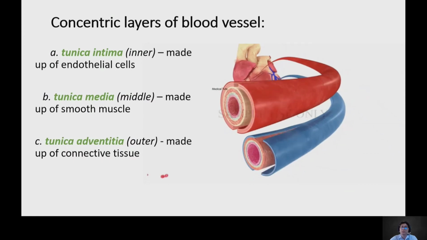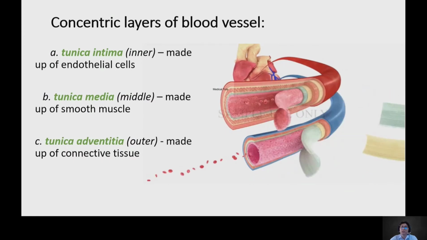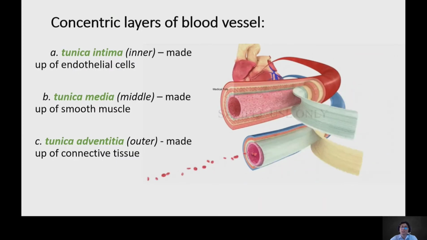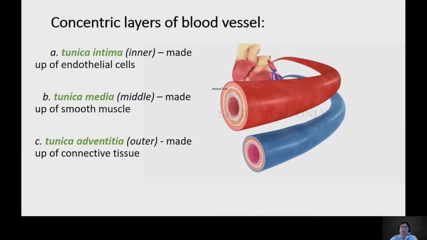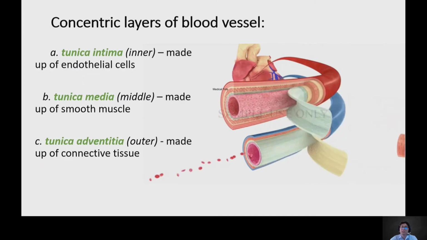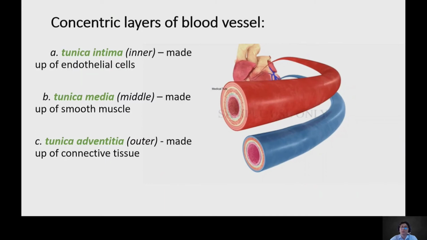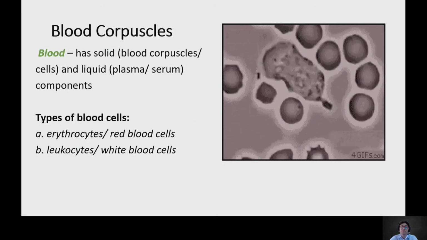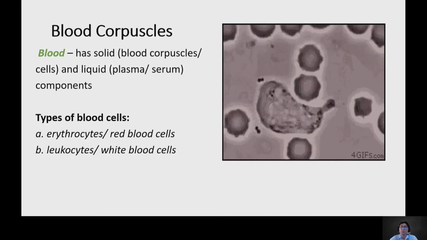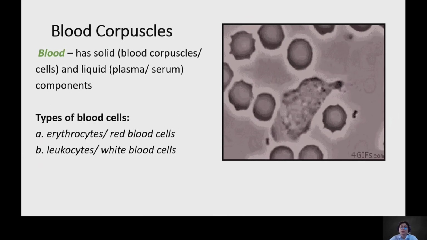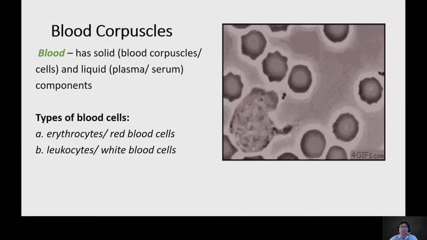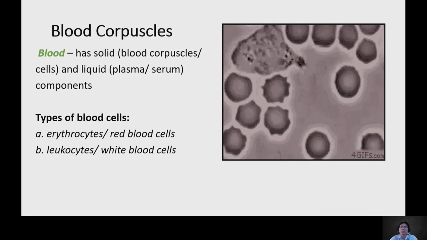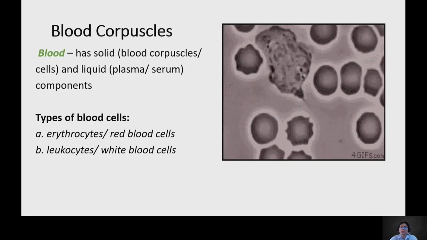Next is the concentric layers of the blood vessel. Tunica intima, the inner layer, is made up of endothelial cells. Next is the tunica media, the middle layer that is made of smooth muscles, and tunica adventitia, which is made of connective tissues. Next are the blood corpuscles. Blood has solid blood corpuscles, and liquid components, plasma and serum. There are 2 types of blood cells, which are erythrocytes, the red blood cells, and leukocytes, the white blood cells.